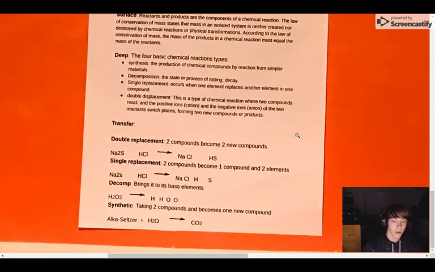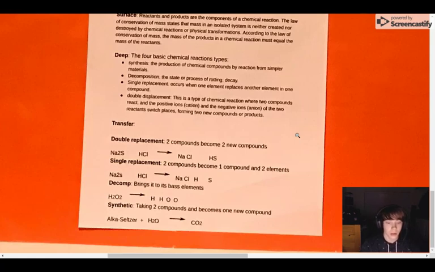Two sodium, one sulfur. Hydrogen chlorine gets switched out for sodium chlorine and hydrogen sulfur. Single replacement: two compounds become one compound and two elements.